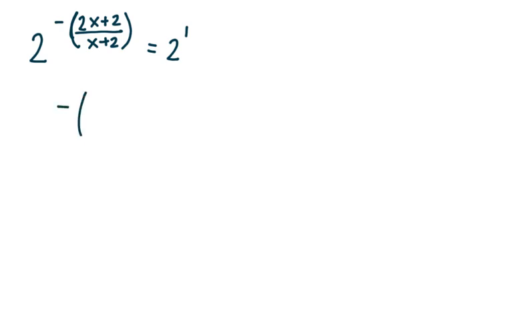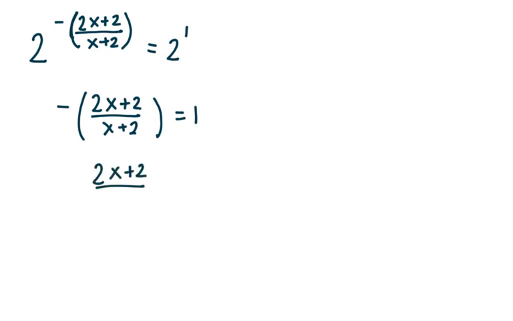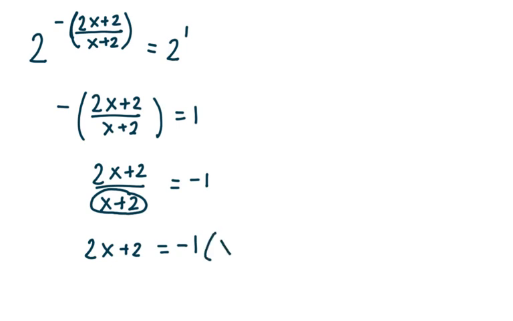Now I can set the exponents equal to each other. So the opposite of 2x plus 2 over x plus 2 is equal to 1. And then, if you don't mind, I'm going to move that negative over to the other side. And so I get 2x plus 2 divided by x plus 2 is equal to negative 1. Now I get to move x plus 2 over to the other side. So 2x plus 2 is negative 1 times x plus 2. But I need to get rid of those parentheses. And so I'm going to distribute the negative inside.